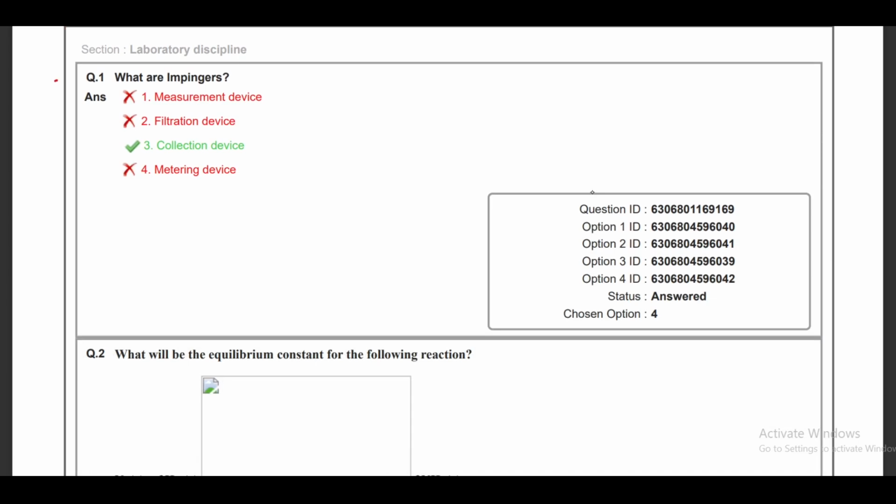So the first question is, what are impingers, and they are providing four options. Your correct option is collection devices. Impingers are collection devices, and these are used to collect samples of dust or any other suspended particles from the air by impinging a stream of air sample onto the surface or into a liquid surface. So collection device is the correct answer of this question.